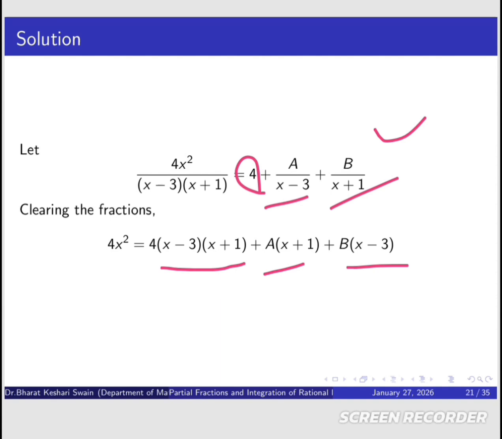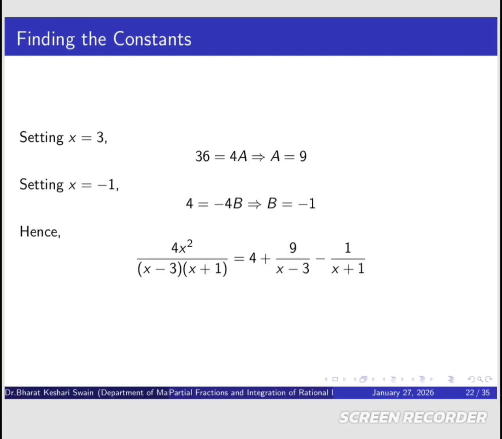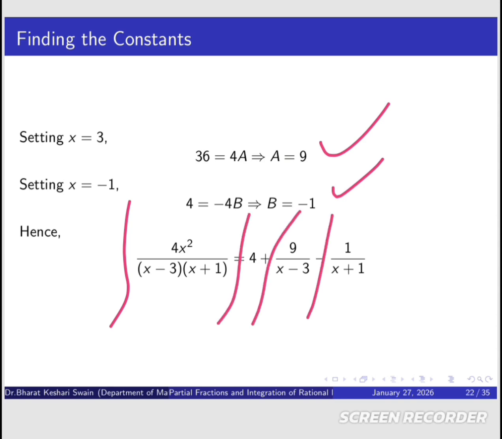Now compare the coefficients, or set the value of x. You can adopt any procedure. So setting x equal to 3, the value of a equal to 9, then setting x equal to -1, the value of b equal to -1. So these are the values. Just put them in and integrate. Integration of this, integration of this, integration of this. Clear?